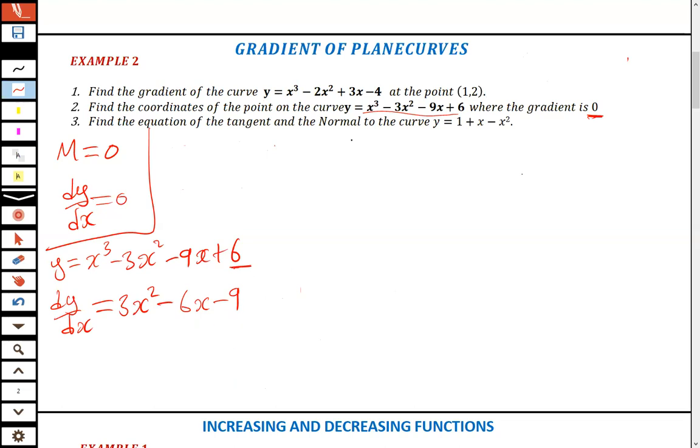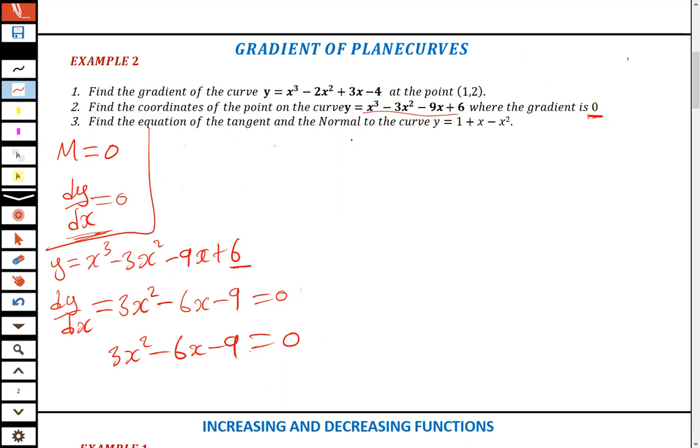And then they are telling us the gradient is equal to 0, meaning dy dx is equal to 0. Hence we just equate this same expression here to 0. When we equate this to 0, we have to find the values of x, and then after finding the values of x, we also find the values of y. So we're going to have 3x squared minus 6x minus 9 is equal to 0.